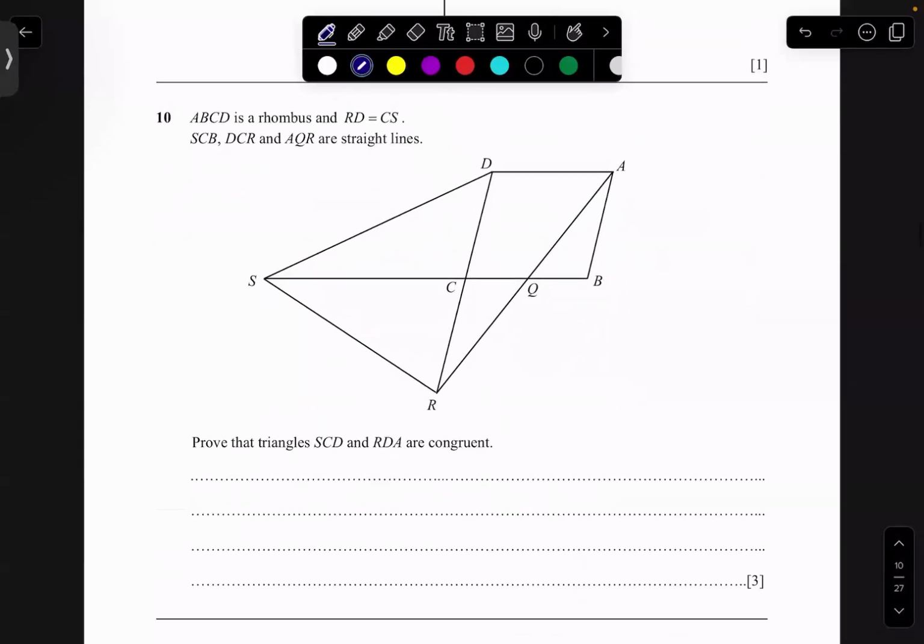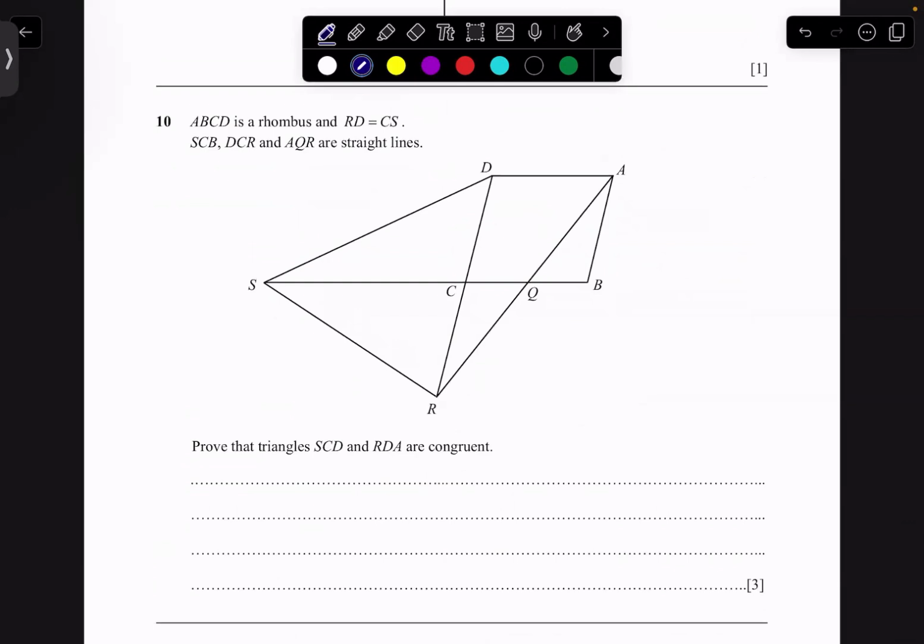Okay, question 10. ABCD is a rhombus and RD equals CS. Let me just highlight, RD is equivalent to CS. These two lines are equal. SCB, DCR, and AQR are straight lines. Prove that triangle SCD and RDA are congruent. Okay, let's look at it.